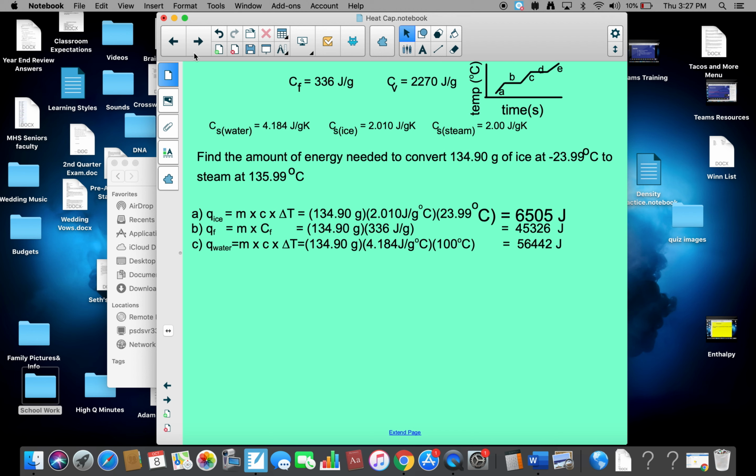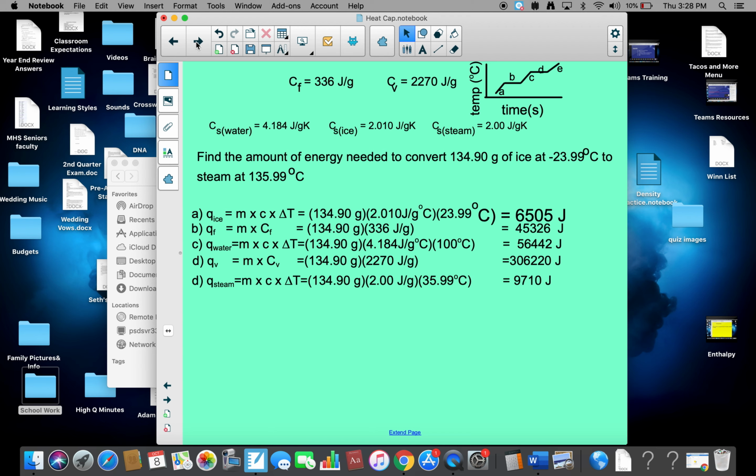We get 56,442 joules. Because that 100 degrees is absolutely significant and the 4.184 is absolutely significant, we go to 134.90 for our sig figs. We have the Q of V, which is M times C sub V, which is going to be 134.90 times 2270 joules per gram. We get 306,220, 5 sig figs again. And then lastly, Q of steam, M times C times delta T. We have 134.90 grams times 2.00 joules per gram degree Celsius times 35.90 degrees Celsius, because 135.90 from 100 is 35.90. Multiply through.